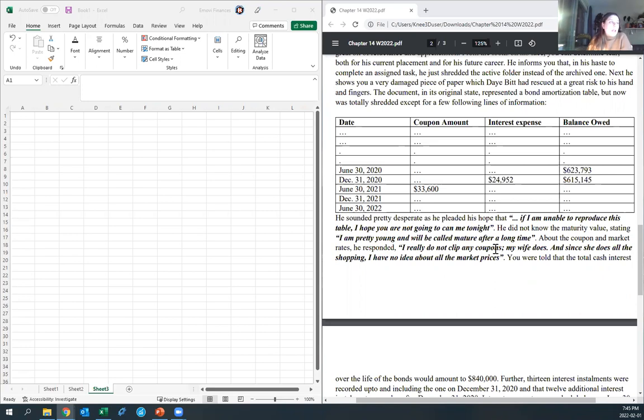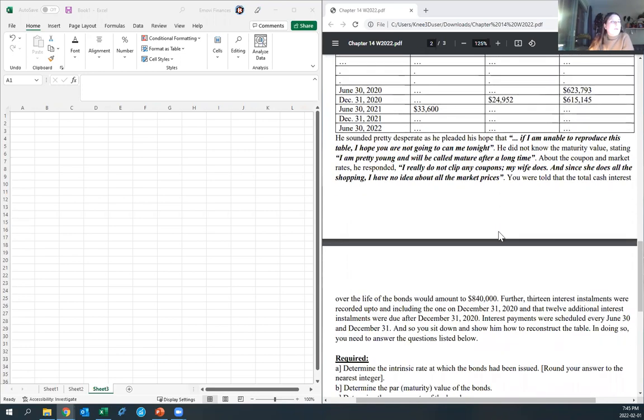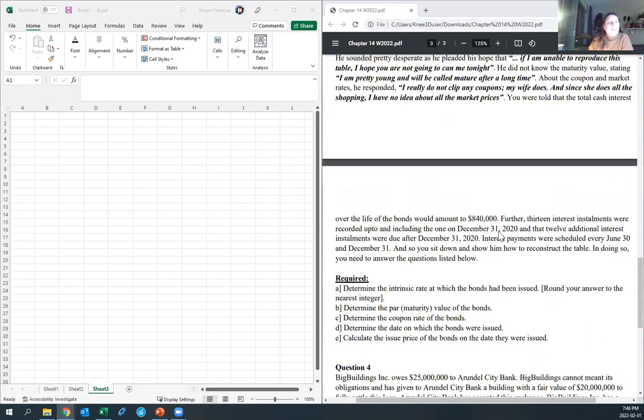He did not know the maturity value, stating that he's pretty young and will become mature after a long time. About the coupon and market rates, he responded, I really do not clip any coupons. My wife does, and since she does all the shopping, I have no idea about the market prices. We were told that the total cash interest over the life of the bonds would amount to $840,000. Further, 13 interest installments were recorded up to and including the one on December 31st, 2020, and 12 additional interest installments were due after December 31st, 2020. Interest payments were scheduled every June 30th and December 31st. And so you sit down and show him how to reconstruct the table. In doing so, you need to answer the questions listed below.